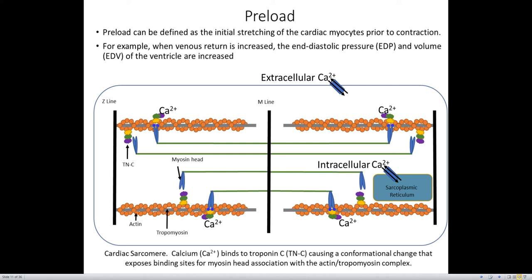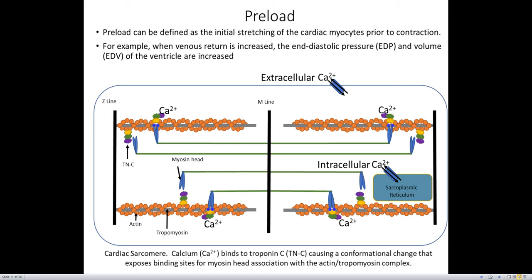So when we look at this figure, what you see here is a cardiac sarcomere, and you're looking at tropomyosin and actin. You can see them depicted here as the gray line and the orange beads. On this actin and tropomyosin is what we call a troponin complex, and you can see it represented here as TNC. You can see it as yellow, green, and purple. It's a 3-molecule complex.